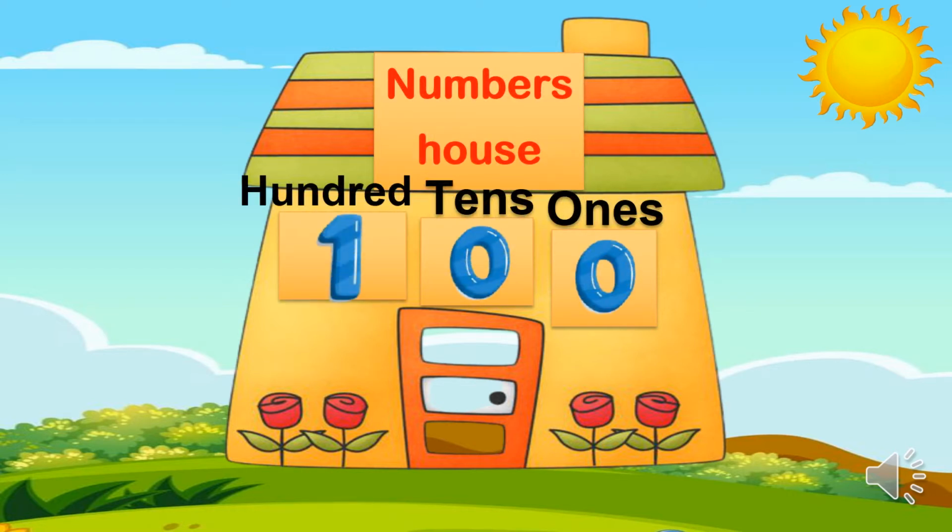So I ask myself, how many digits are in 100? 3 digits. So it needs 3 rooms: one's room, tens room, hundred room. Look here. The first 0 lives in the one's room. The second 0 lives in the tens room. The third digit here, number 1, lives in the hundred room.